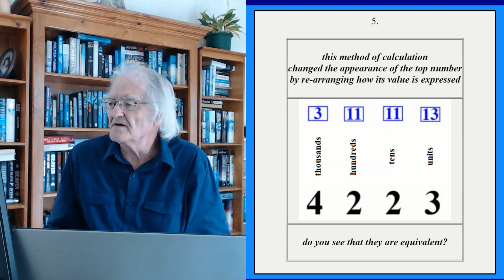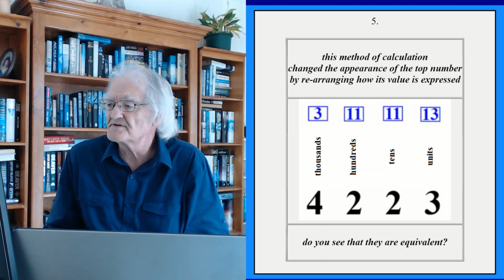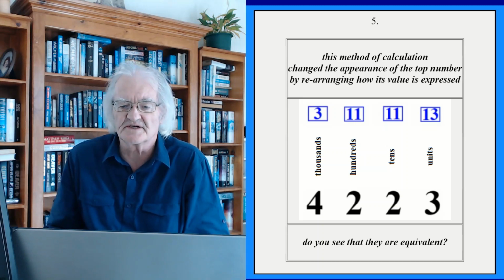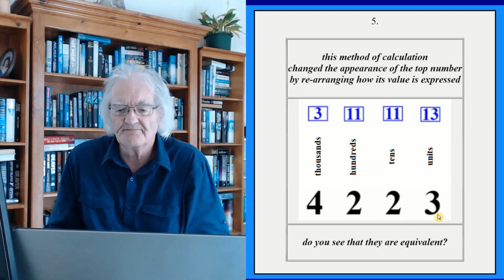This method of calculation changed the appearance of the top number by rearranging how its value is expressed. The original number, 4,223, had to be modified because some of these digits were smaller than the number below it in the calculation.